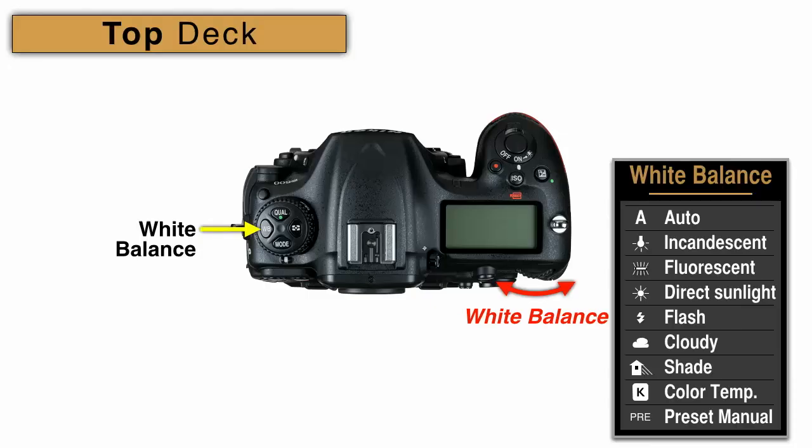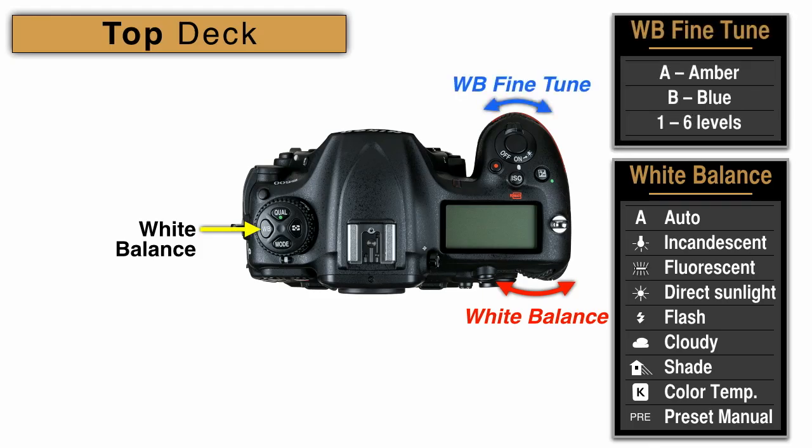If you press the white balance button and turn the front dial, you can do a little bit of fine-tuning of the white balance system. So if you found that the direct sunlight just doesn't quite do it for you, it's just not quite right, you can adjust it on an amber and blue level of 1 to 6. And so you can tweak it. Now, my guess is that most people will never do this. Probably not going to be necessary.